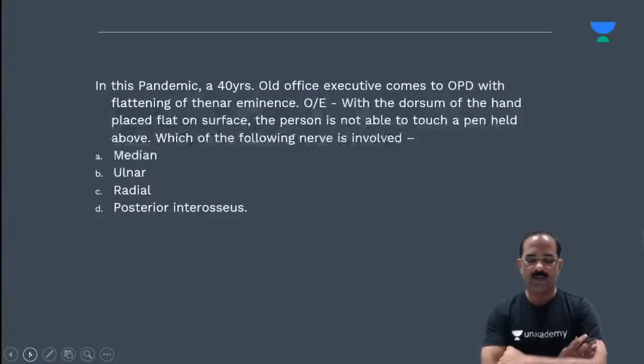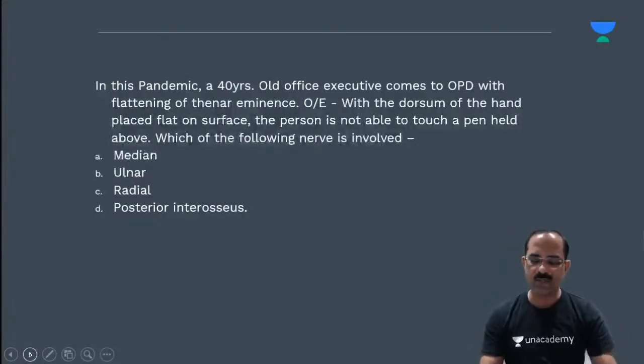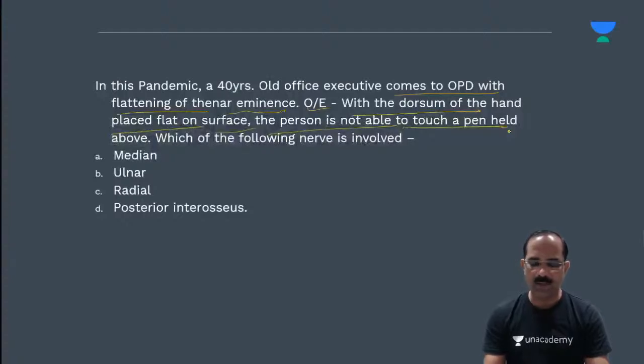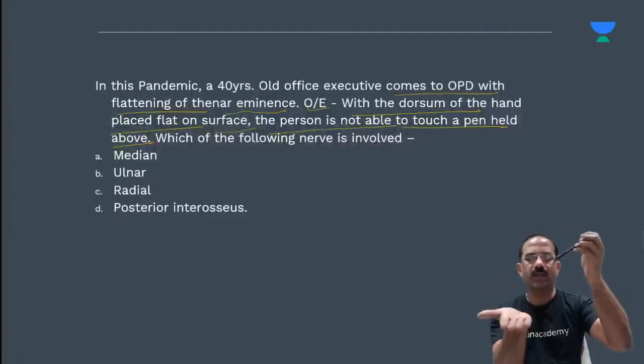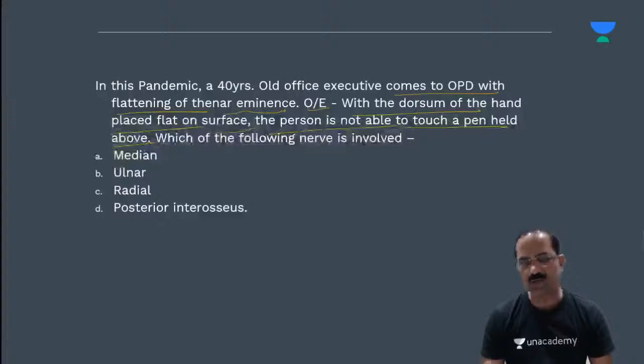Yes, students. In this pandemic, a 40 years old office executive comes to the OPD with flattening of the thenar eminence. On examination, with the dorsum of the hand placed flat on the table, the person is not able to touch a pen held above, like this. So which of the following nerve is involved?